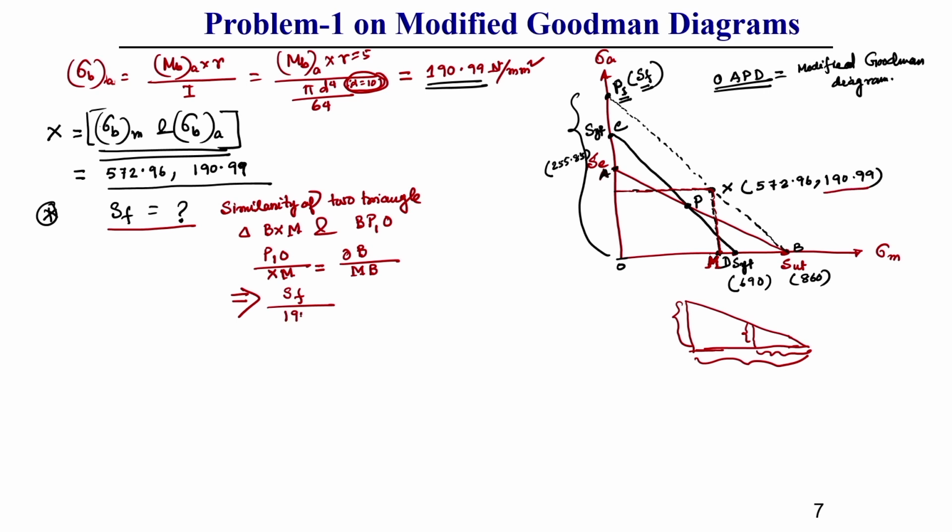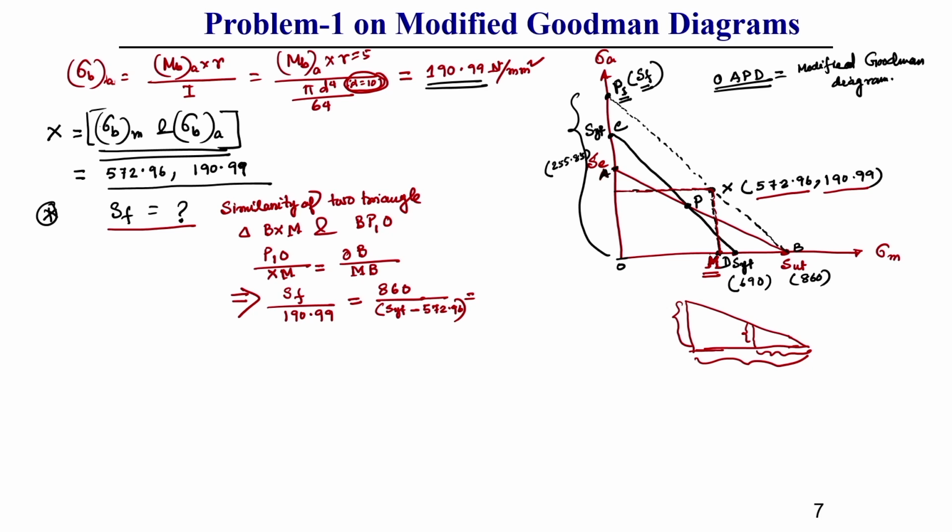So, 190.99 is equal to, what is OB? OB is given as the ultimate strength 860, divided by MB. MB is given as ultimate minus yield, MB equal to SYT minus 572.96, correct, because the M point has a value which is already given in this X point. This you should keep in mind.